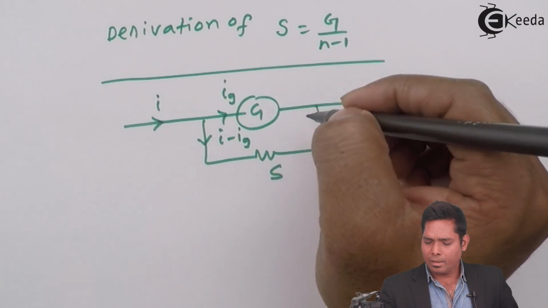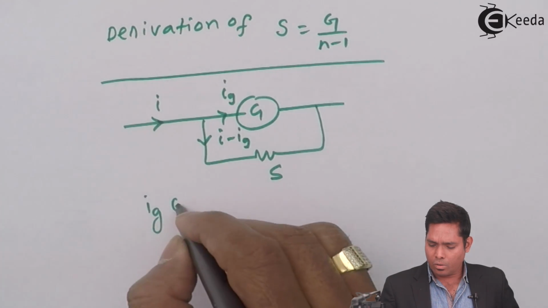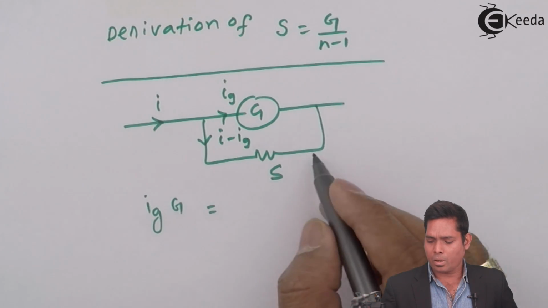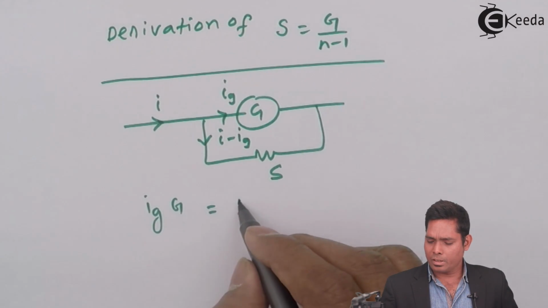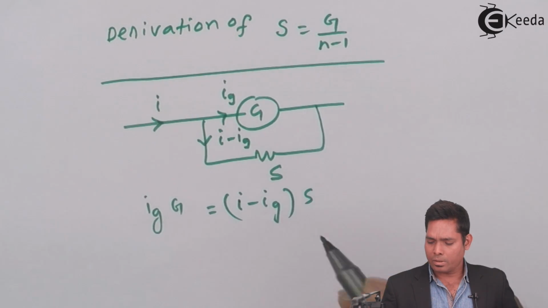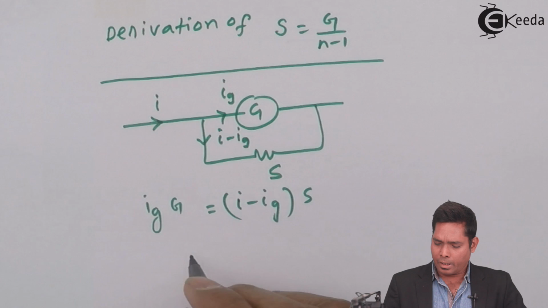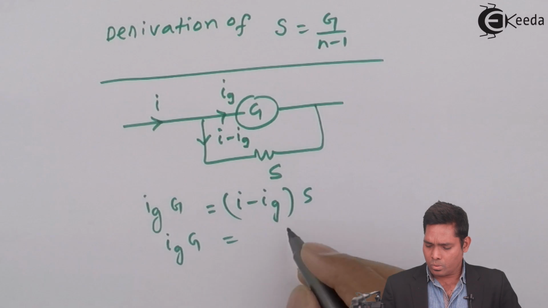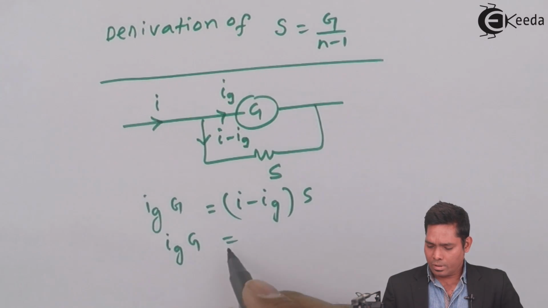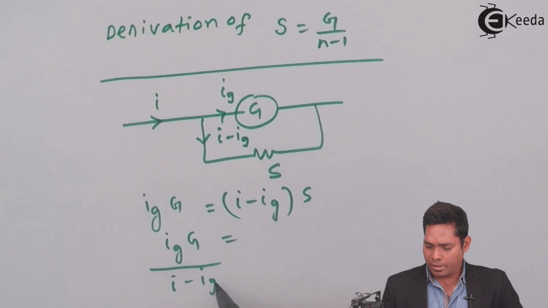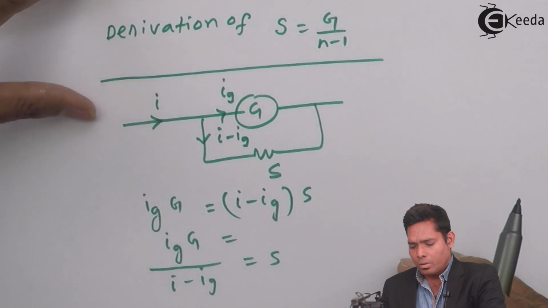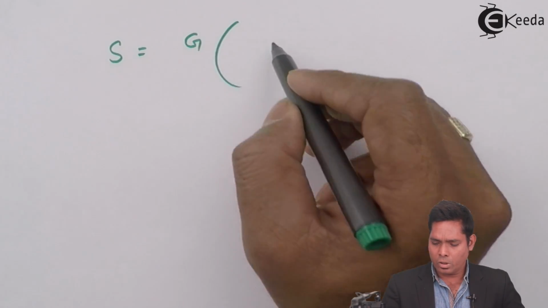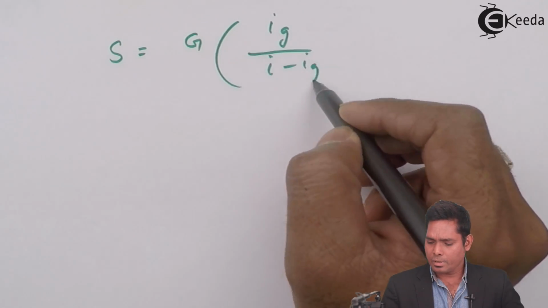Now because they are parallel, we'll write that Ig into G, current into resistance, that is the potential drop across the galvanometer, must be equal to the potential drop across the shunt. So the potential difference is I minus Ig into S. So from here I write that Ig into G equals, if I want S, then divided by I minus Ig, this becomes S. From here S is G into Ig divided by I minus Ig.